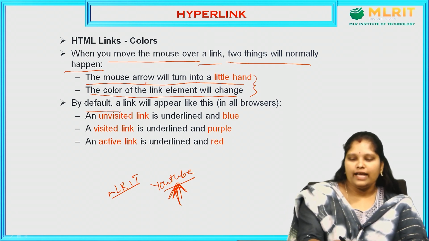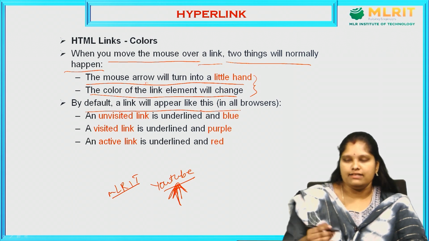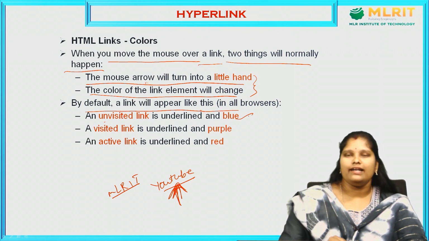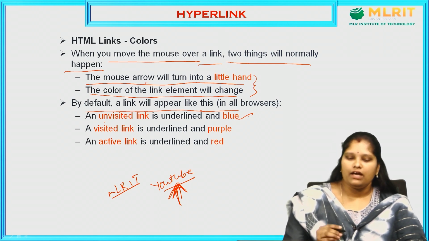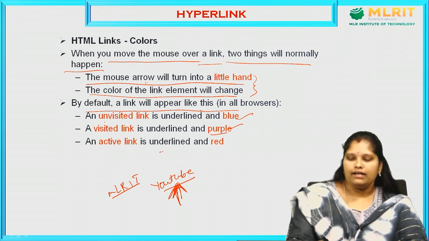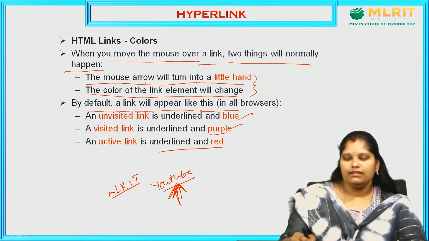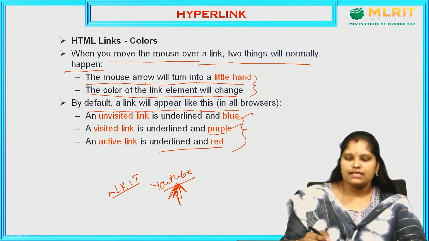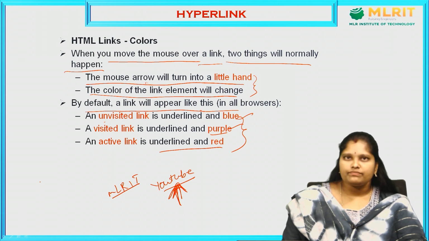By default, a link will appear like this. An unvisited link is underlined and blue, a visited link is shown in purple, and an active link is underlined and red. Like this, the links appear. This is about hyperlinks, right?